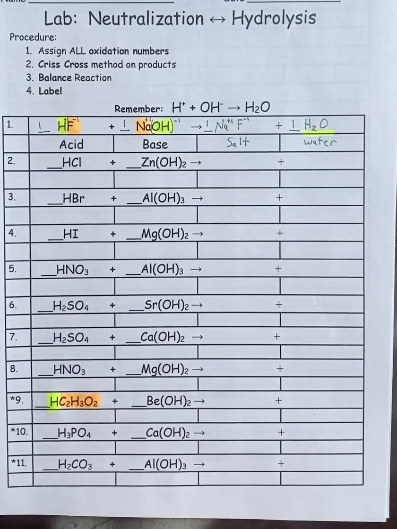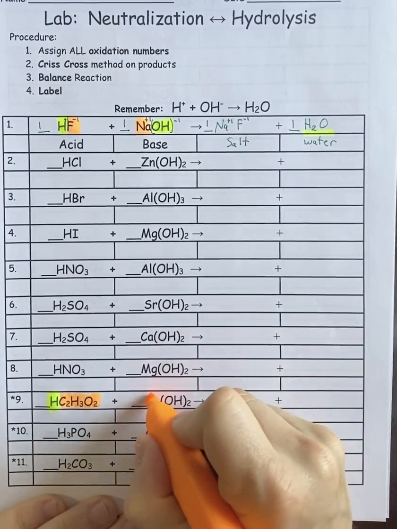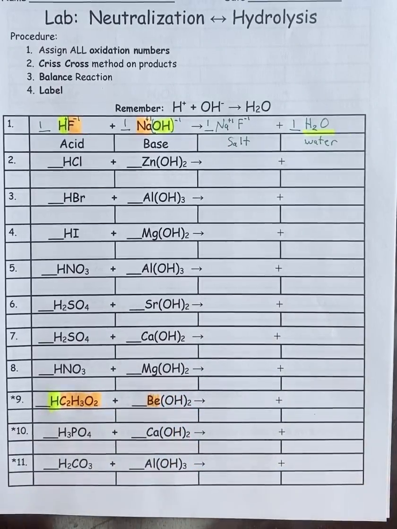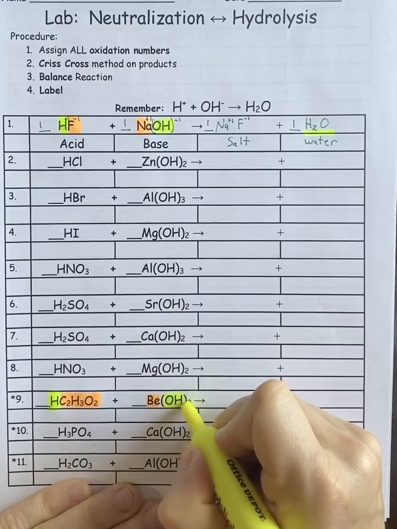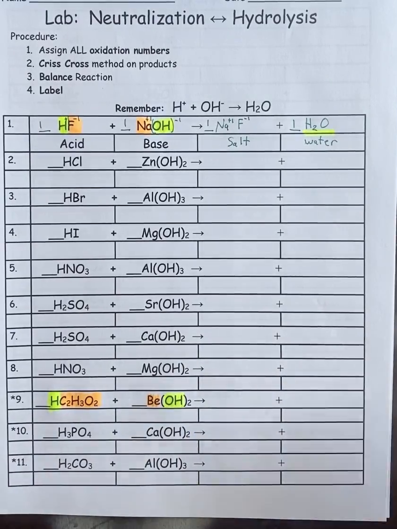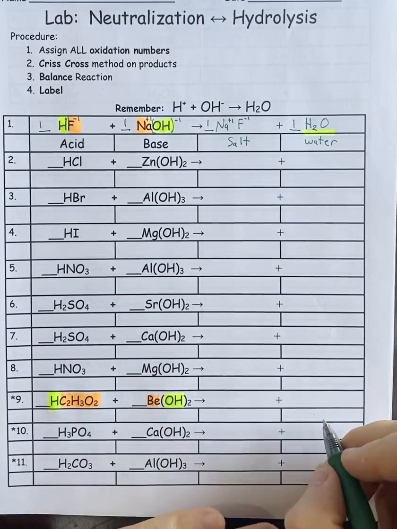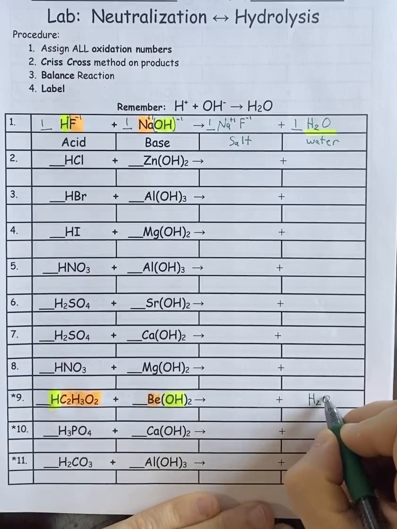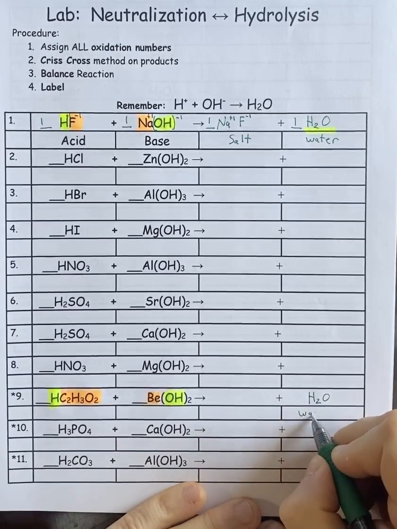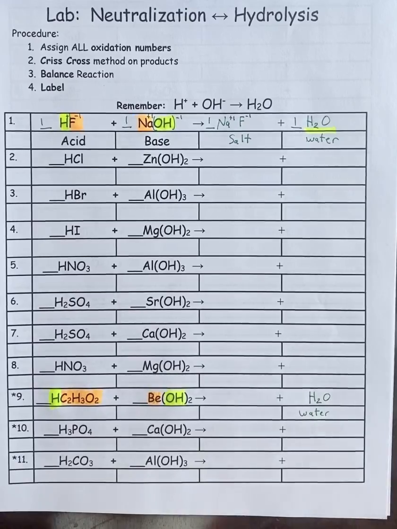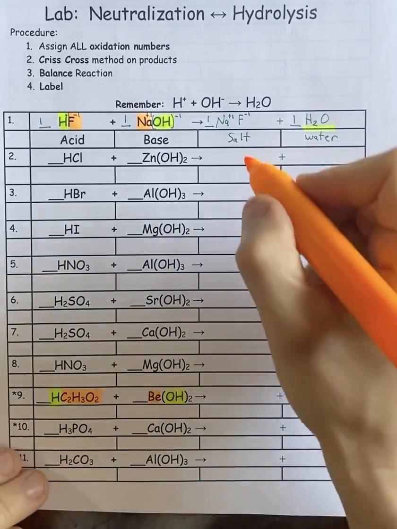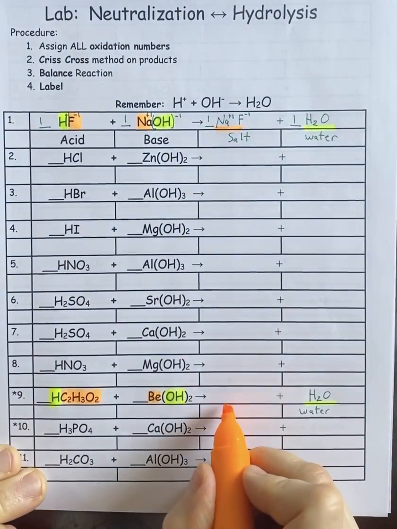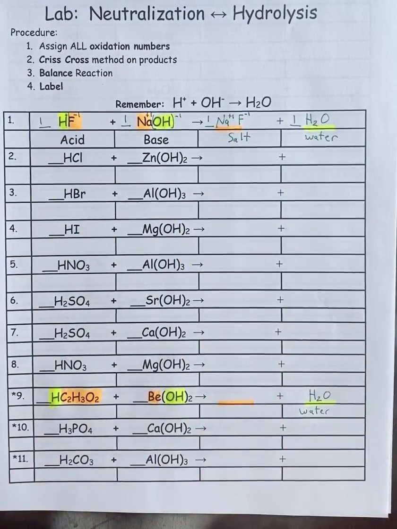And then for BeOH2, this one's an easy one. The Be is obviously going to be the part of the salt, and then the OH is going to be what makes the water. So these two are going to make H2O, which is water. And then this next one, I should probably do that up here too, is going to make my salt.